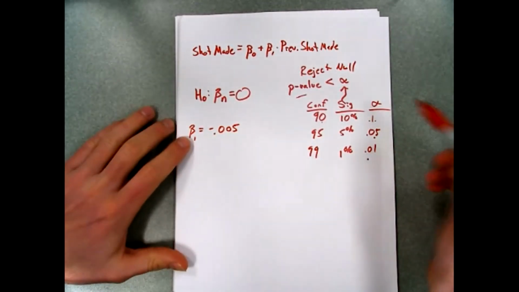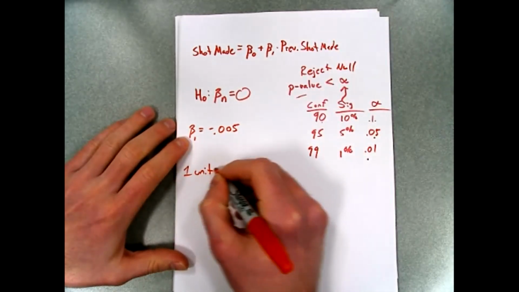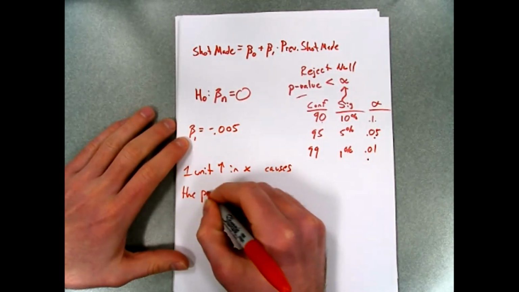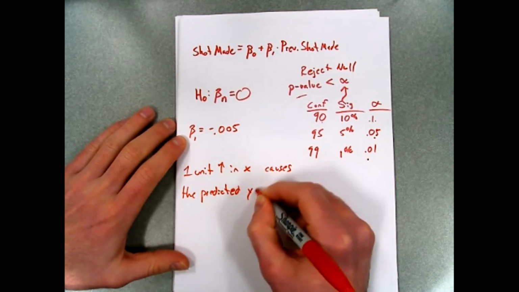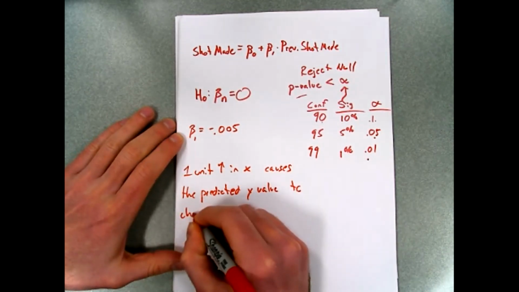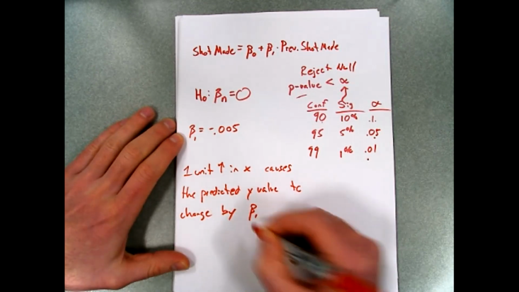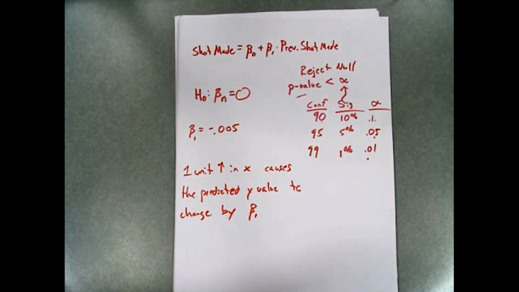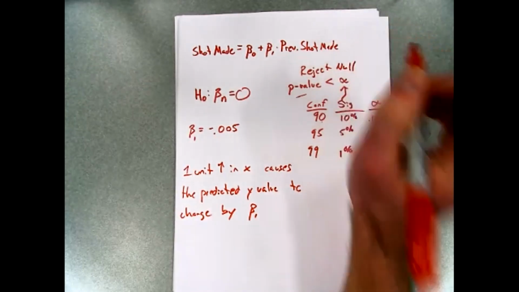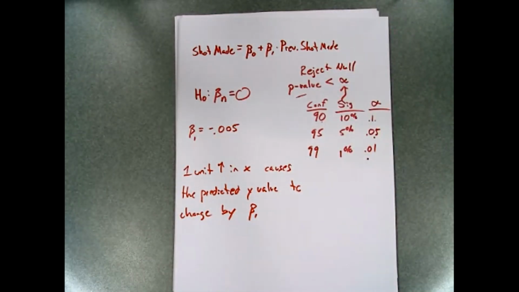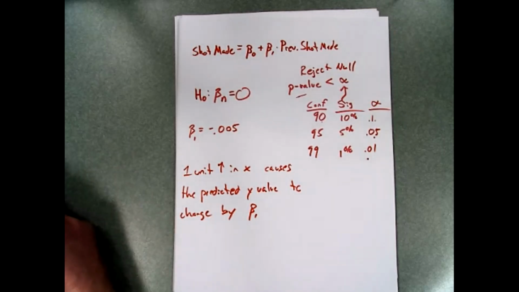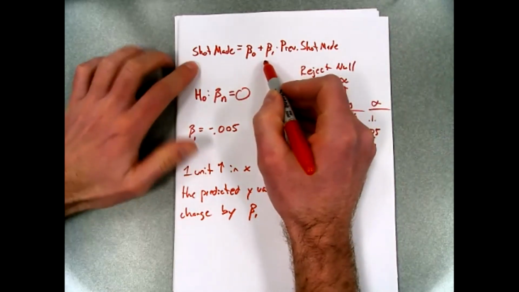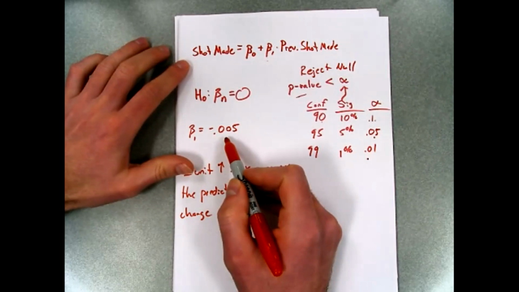So the way we would interpret this is a 1 unit increase in X causes the predicted Y value to change by whatever that coefficient is. Right? So here, what's a 1 unit change? Well, anytime we're dealing with these variables that are just indicators, it's a 1 if you made the previous shot, 0 if not. A 1 unit increase for those variables is just going from not making a shot to making your previous shot. So making your previous shot relative to not would decrease the predicted Y value by 0.005.